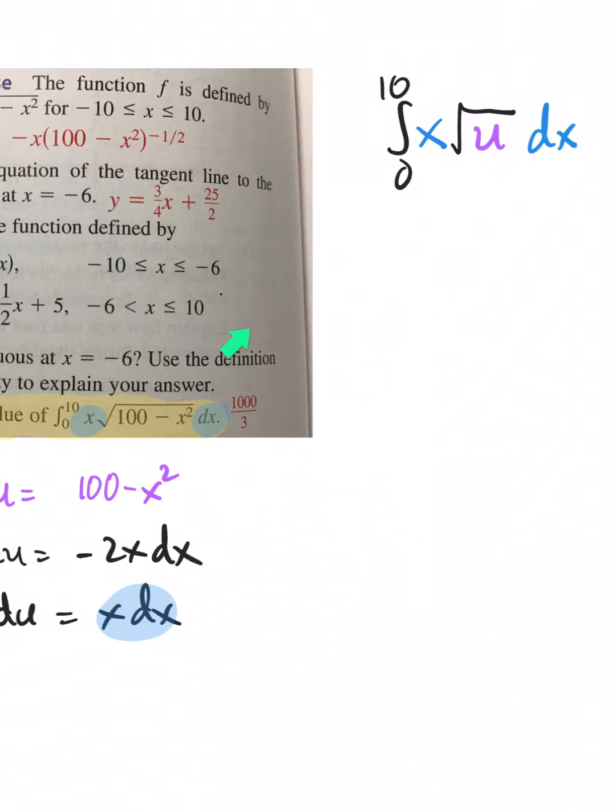And the square root of 100 minus x squared is the square root of u. The square root of u is u to the 1/2, and x dx is negative 1/2 du.